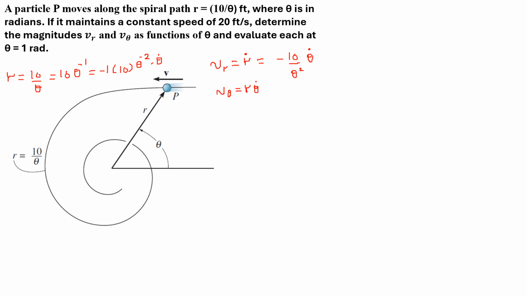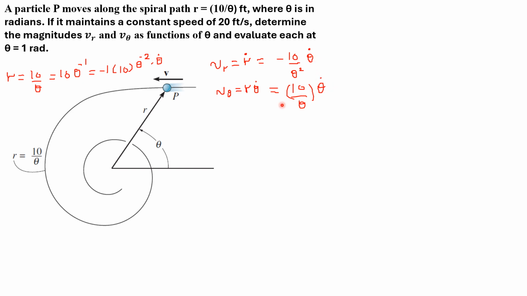Okay, and for V theta, we will have r, which is just 10 over theta, times theta dot. So here we will just plug in the values. We will not do any derivatives here. So we will have 10 over theta for V theta times theta dot. So now we have this expression here. The only thing we need to evaluate is theta dot.